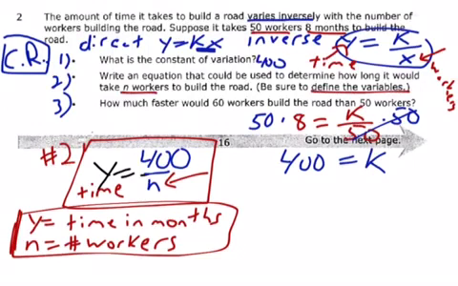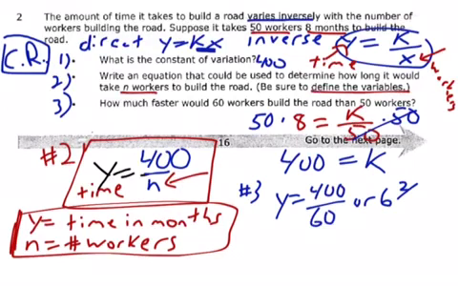Okay, number 3, how much faster would 60 workers build the road than 50 workers? Well, look at our equation we have set up. All we have to do is plug in the number of workers into our equation. So for number 3, I'm just going to say, for instance, y equals 400 over, it says 60 workers. And I'm going to divide that out. And I get that it's 6.6 repeating, or 6 2/3 months.